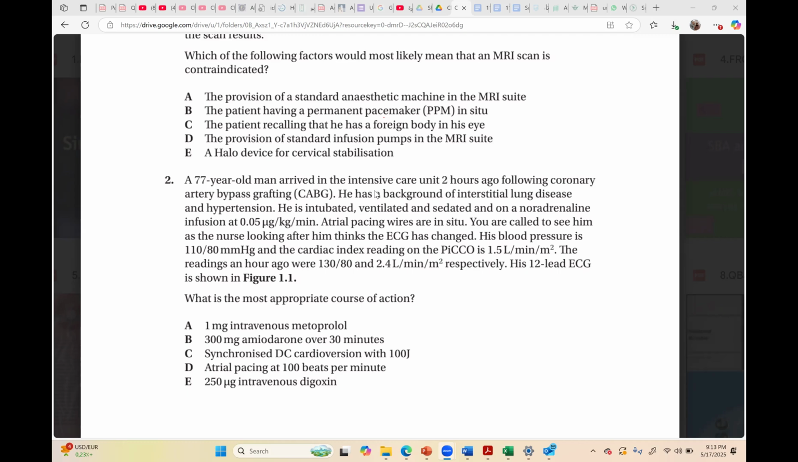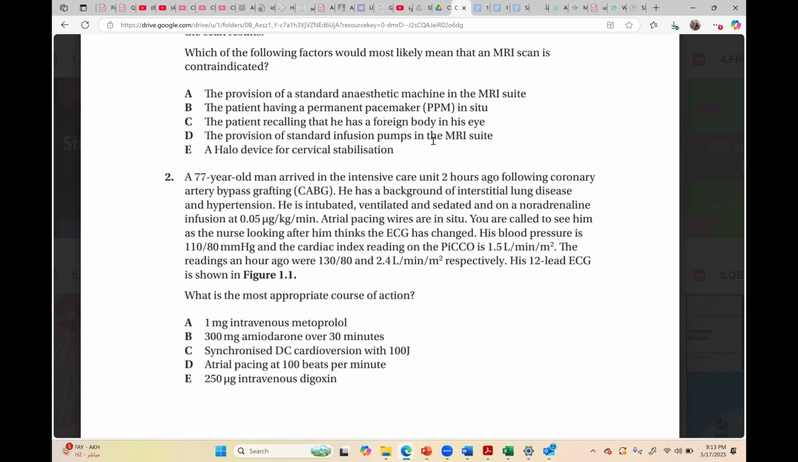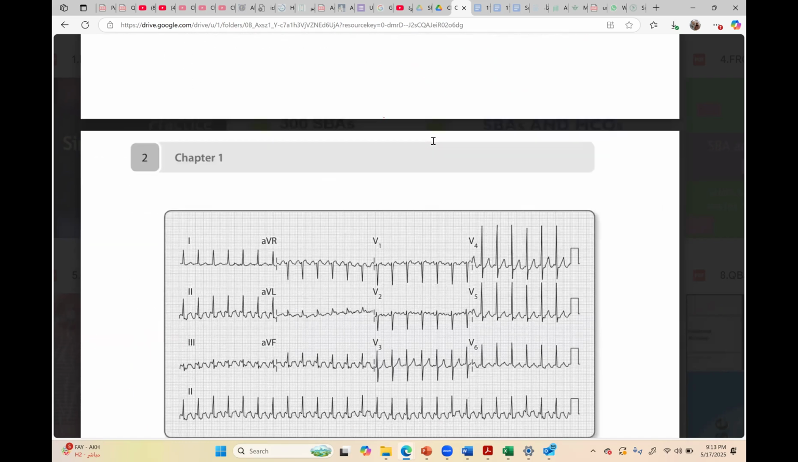Anyways, so what is PiCCO? You can learn a few words about it: how we use it, what the advantages are, what information we get. So PiCCO is another buzzword. And the readings an hour ago were 130 by 80, and cardiac index was 2.4. So it has gone down from 2.4 to 1.5. And his 12-lead ECG, they are showing it here.